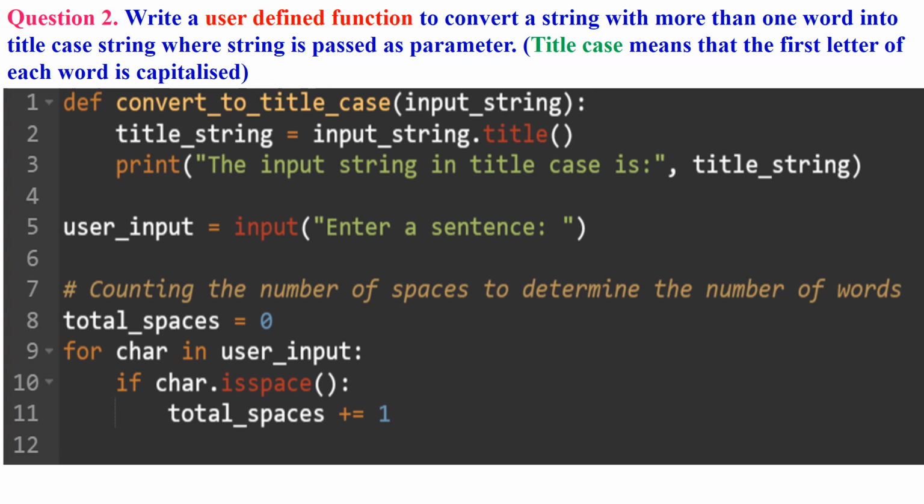In line 9, for char in user_input. This line starts a for loop that iterates over each character in the user_input string. In line 10, if char is space. This line checks if the current character char is a space character, white space. In line 11, total_spaces equals total_spaces plus 1. If the current character is a space, it increments the total_spaces variable by 1, which counts the number of spaces in the input string.